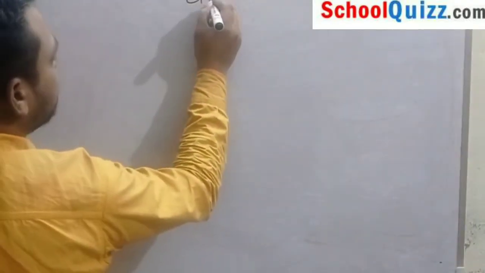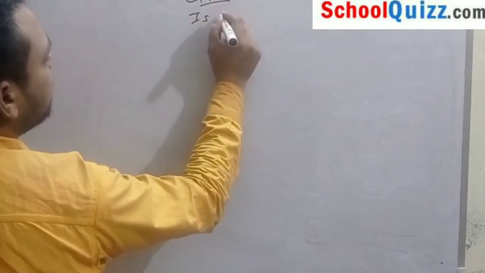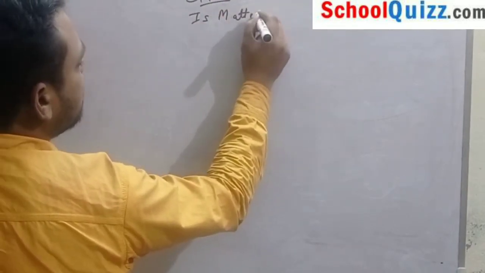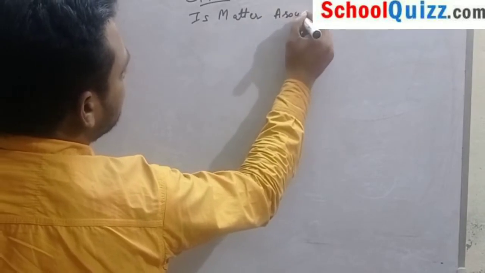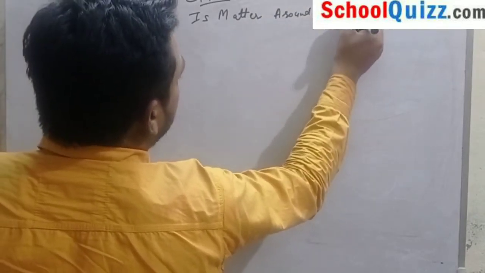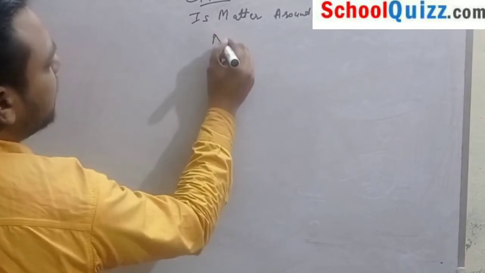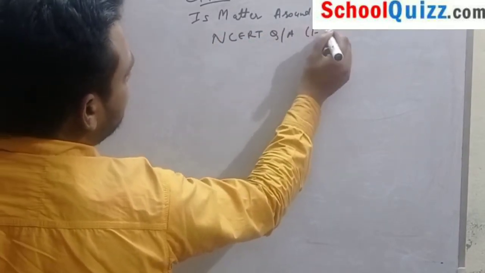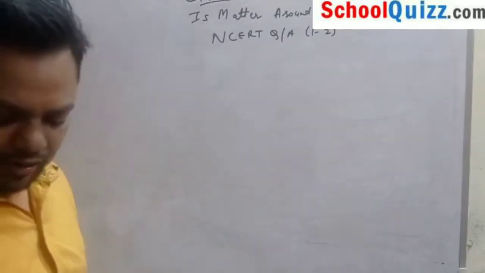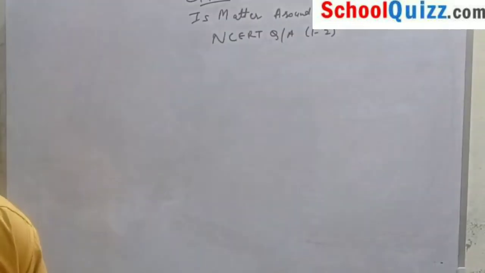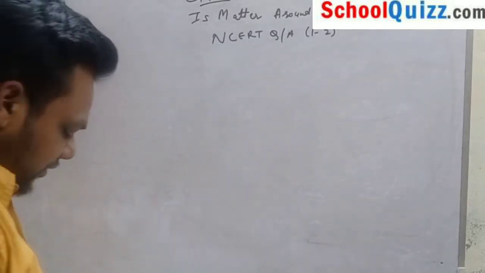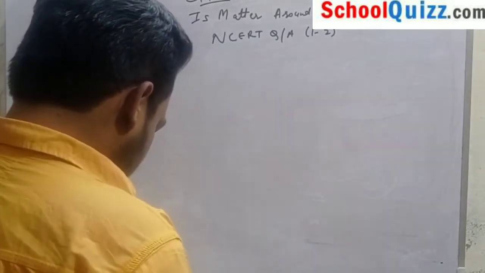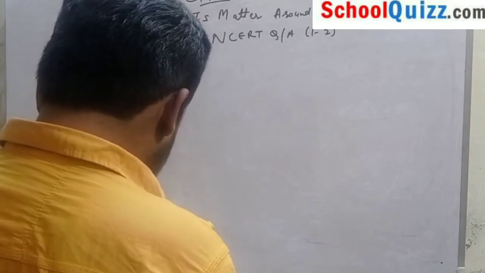Chapter number 2, Is Matter Around Us Pure? So today we will discuss its NCERT questions, question number 1 and 2. First of all, we will start with question number 1. The first one is: which separation techniques will you apply for the separation of the following?